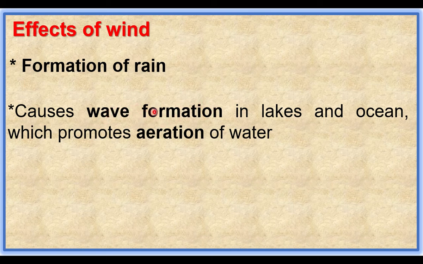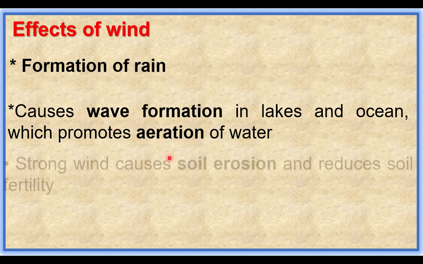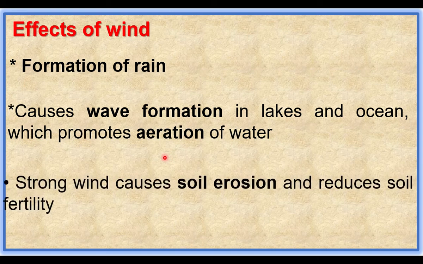The wave formation influences aeration of water bodies. Oxygen dissolves in water bodies because of the waves created by wind. Strong wind causes soil erosion, so it reduces the soil fertility by taking away the minerals. Minerals are removed from the agricultural areas because of heavy wind. So these three are related to the environment.